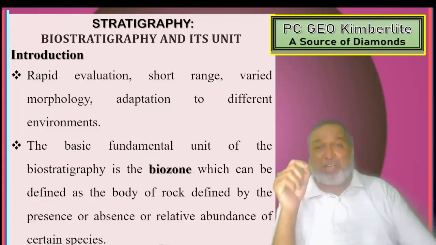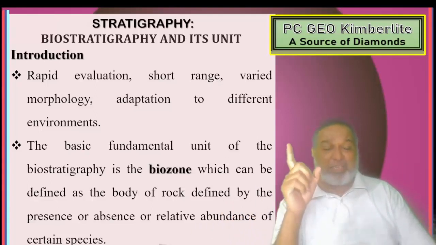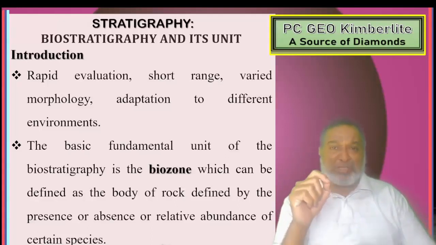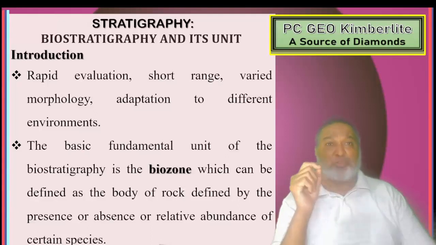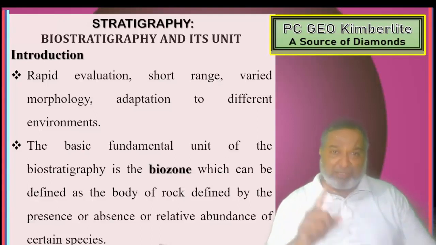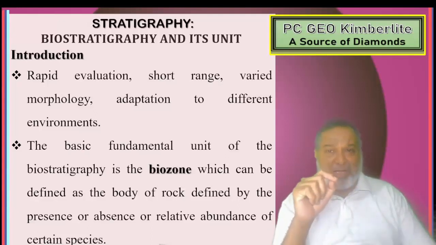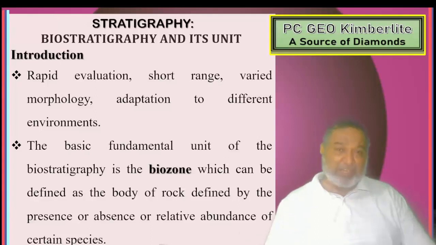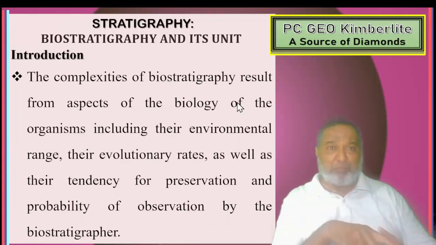So the basic fundamental unit of biostratigraphy is a biozone. Remember, the fundamental unit of biostratigraphy is the biozone, which can be defined as the body of rock defined by the presence or absence or relative abundance of certain species. That is very important because everywhere we could not get the same species. So the species will vary. So that will be a very important one.